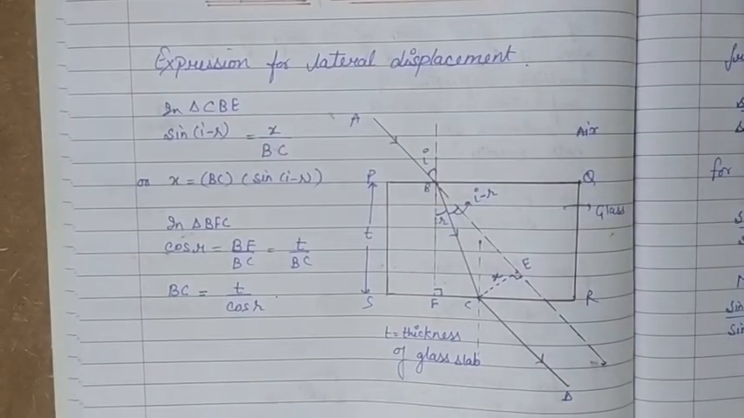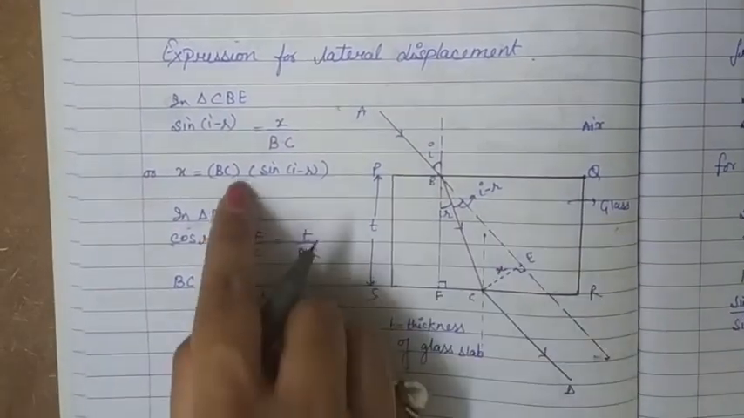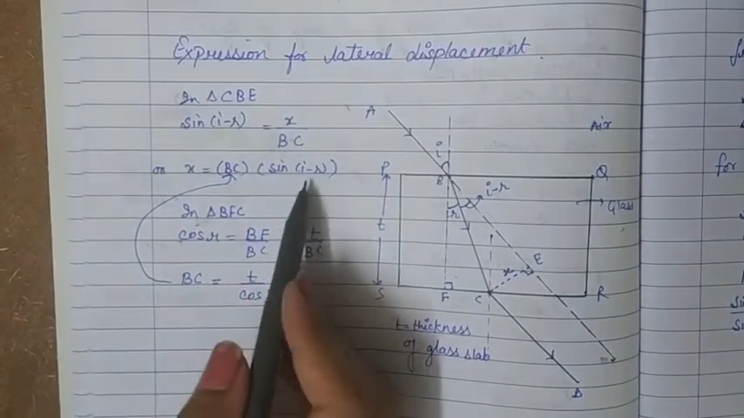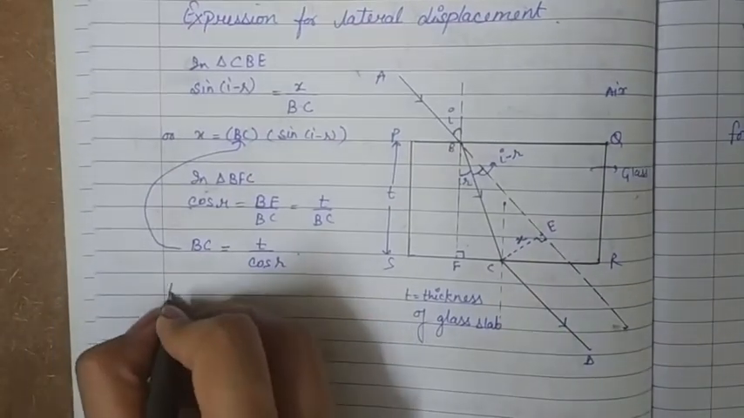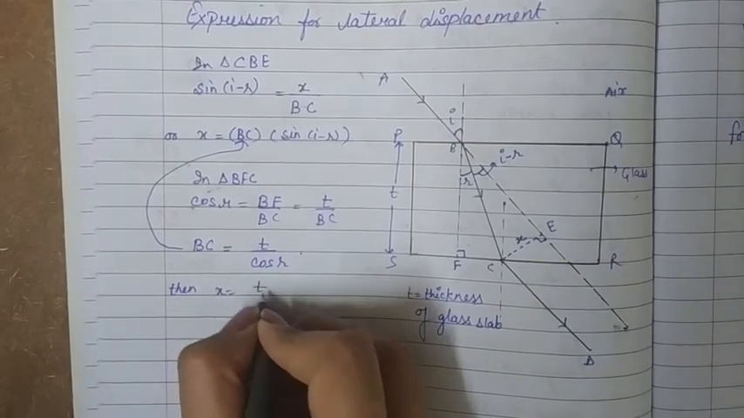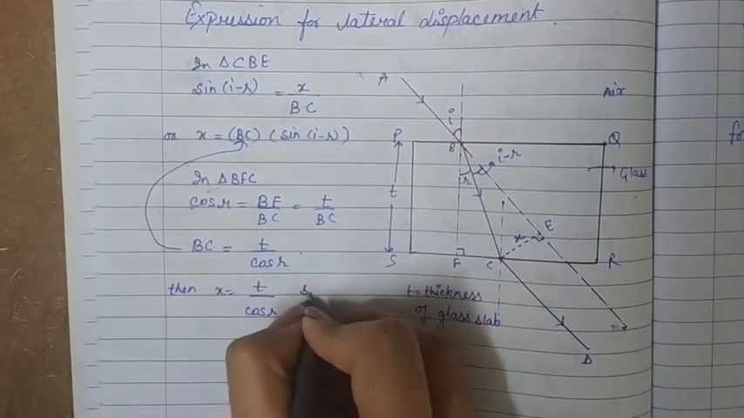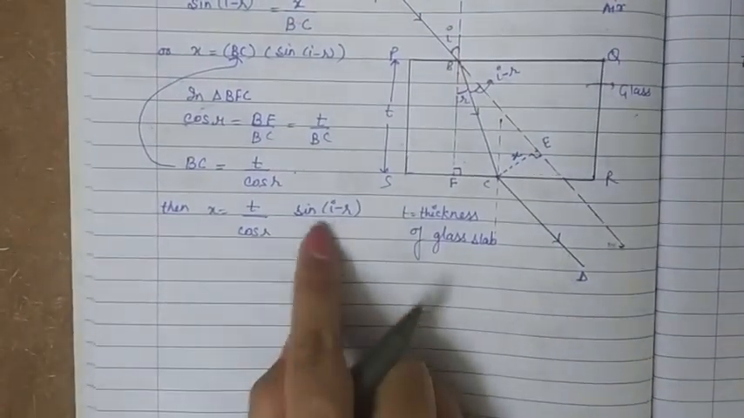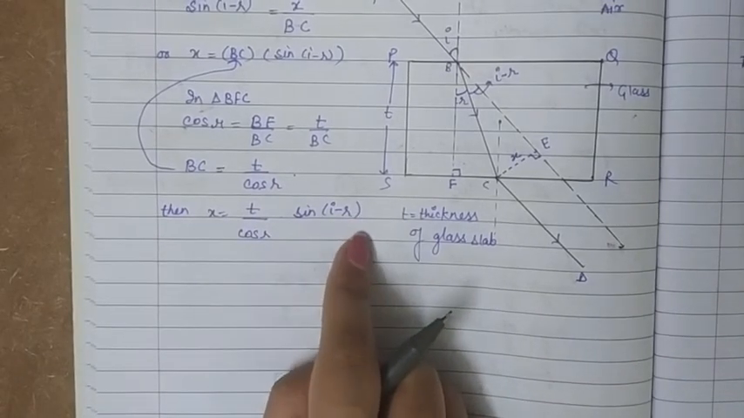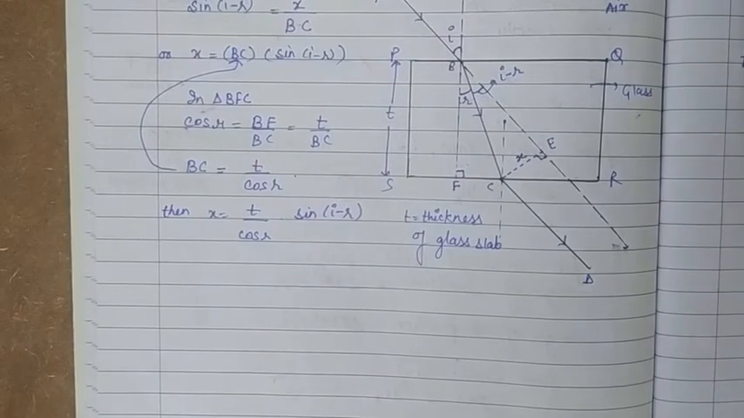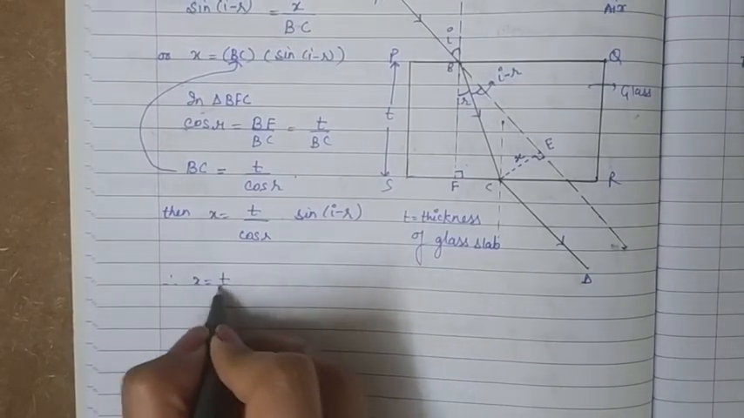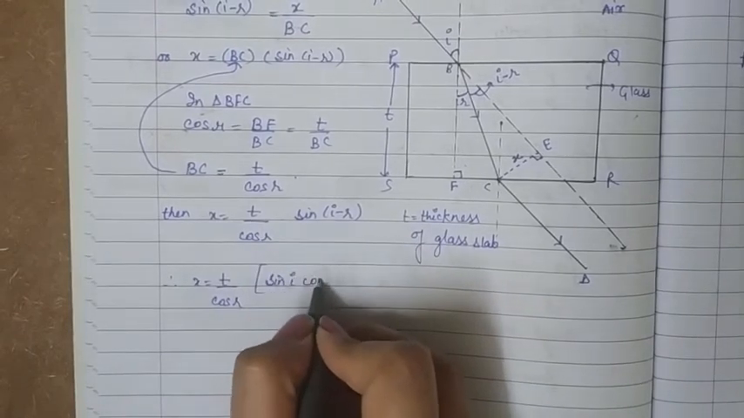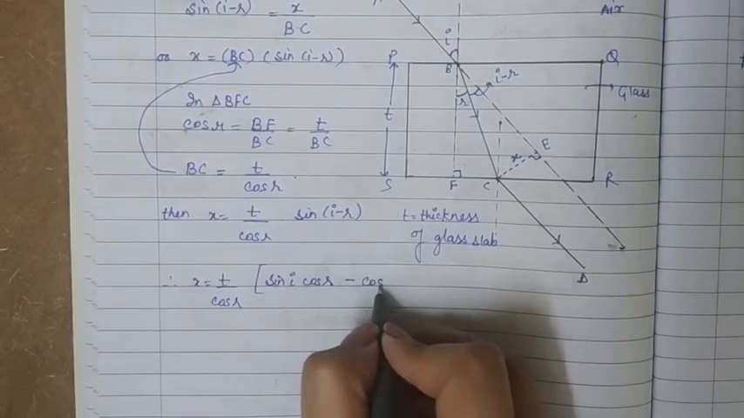Now our task was to find x, and for that we need the value of BC. So this value of BC we are going to substitute in the equation of x. Then we get x is equal to T upon cos r into sin(i minus r). Now we apply trigonometric relations for this sin(i minus r). This is sin(A minus B), which is equal to sin A cos B minus cos A sin B. So x is equal to T upon cos r, and for sin(i minus r) we write sin i cos r minus cos i sin r.